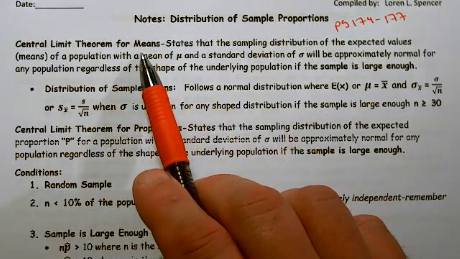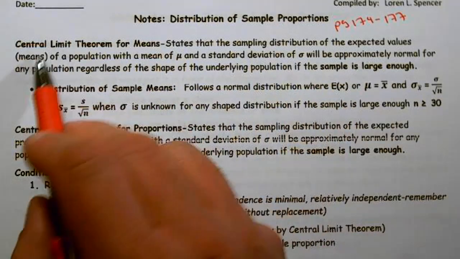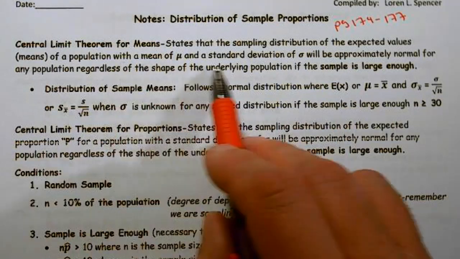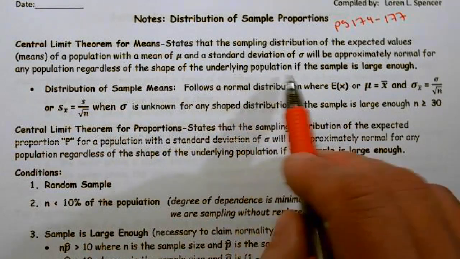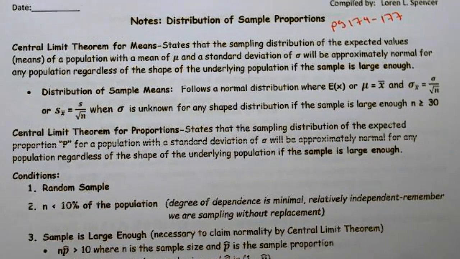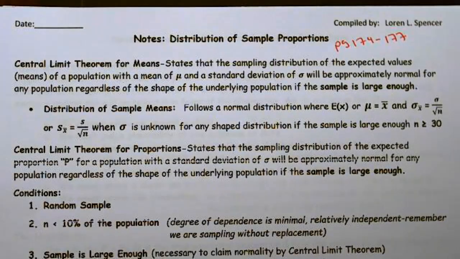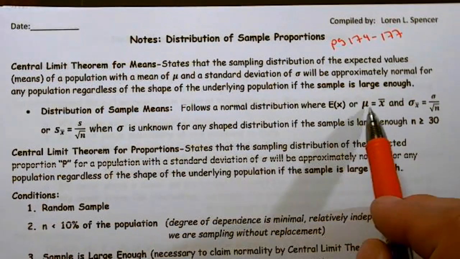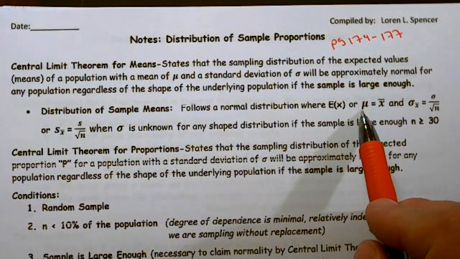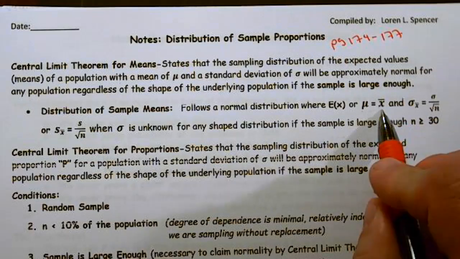So first off, beginning with the central limit theorem for means, it states the sampling distribution of the expected values, in other words, the means of a population, will be approximately normal for any population, regardless of the shape of the underlying, if the sample is large enough. So if we have a large enough sample, the distribution of the X bars will become normal. And in fact, we say X bar is an unbiased estimator for mu. And so this will be the center of our distribution.